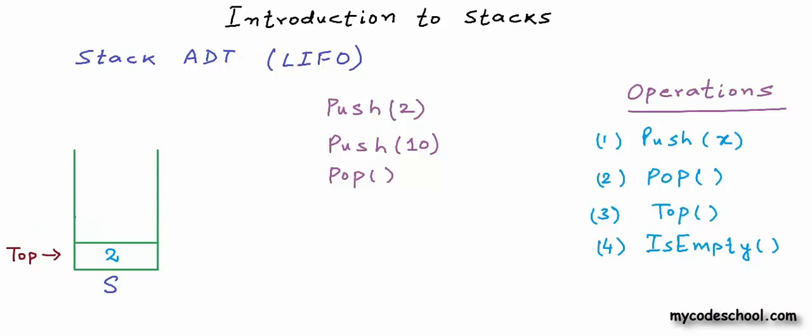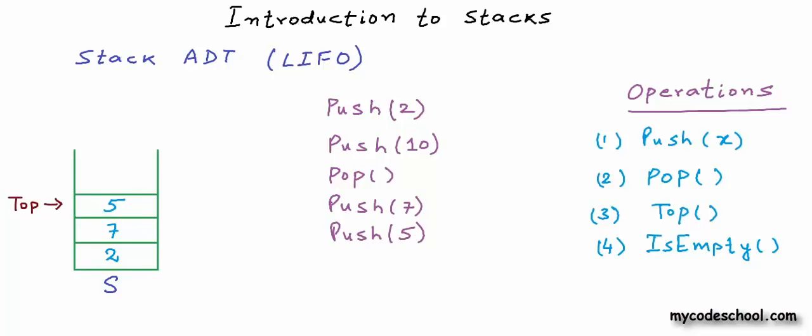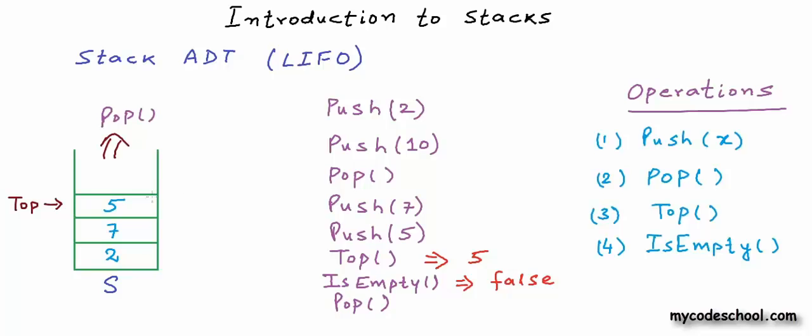Let's do few more push. I just pushed 7 and 5 onto the stack. At this stage, if I will call top operation, it will return me number 5. Is empty will return me false. At this stage, a pop will remove 5 from the stack. As you can see, the element, the integer which is coming last, is going out first. That's why we call stack last in first out data structure.